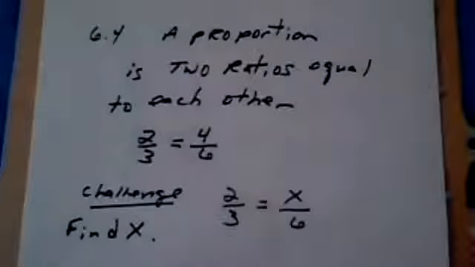A proportion is two ratios equal to each other. 2/3 equals 4/6. But it has to be a true proportion. In other words, we can't just pull numbers out of the air and say that they're equal, when in fact they're not. So a fraction equal a fraction, a ratio equal a ratio. That's a proportion. The challenge here is that what if this one was missing? How would you find it?